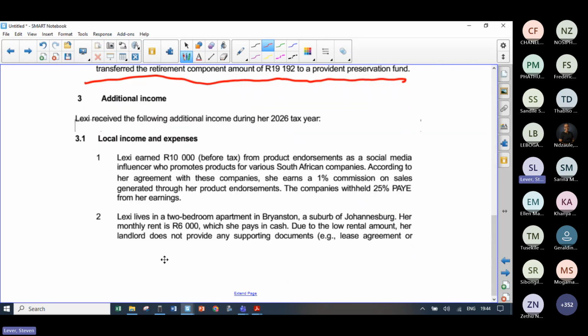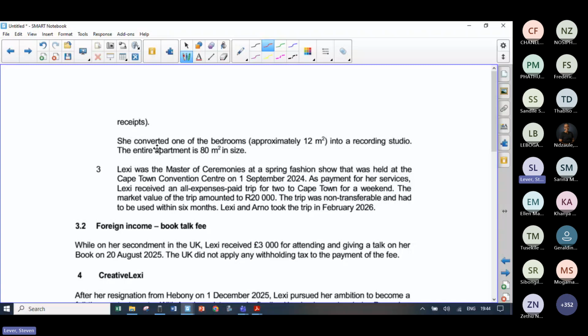Next. It says Lexi lives in a 2-bedroom apartment in Bryanston, a suburb of Joburg. Her monthly rent is R6,000, which she pays in cash. Due to the low rental amount, her landlord does not provide her with supporting documents. She converted one of the bedrooms, approximately 12 square meters, into a recording studio. The entire apartment is 80 square meters in size. So guys, can you claim for a home study?